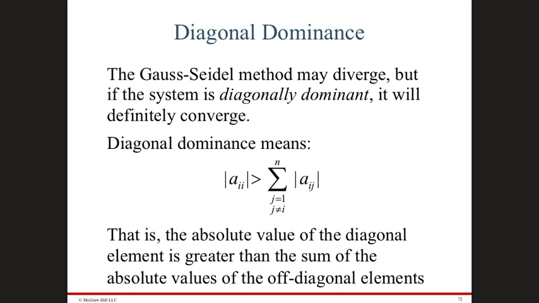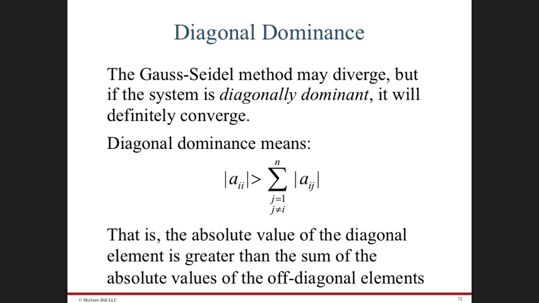One important thing here is that the Gauss-Seidel method may diverge. Diverge means that it will not get you to the correct solution. So the error grows instead of being bounded and reducing from one step to the other. And this can only be guaranteed not to happen if the system is something called a diagonally dominant system.